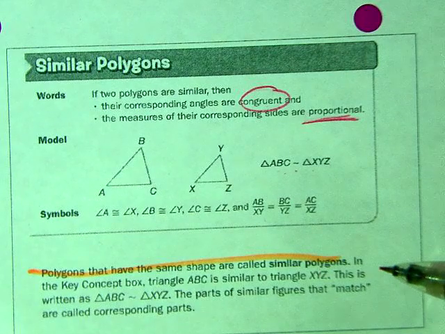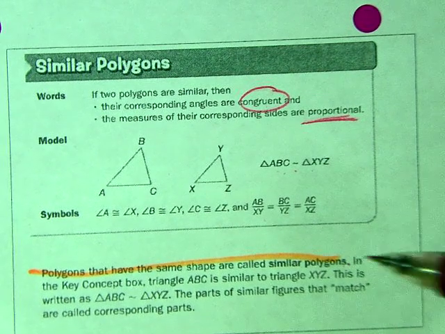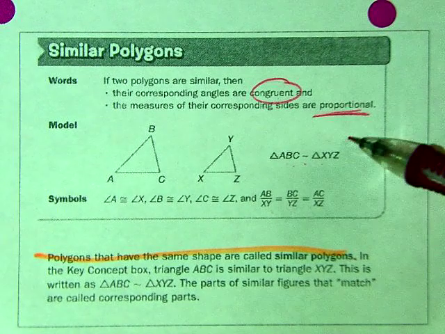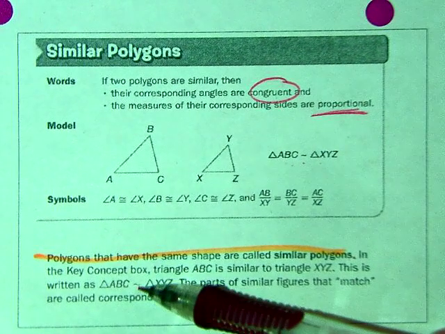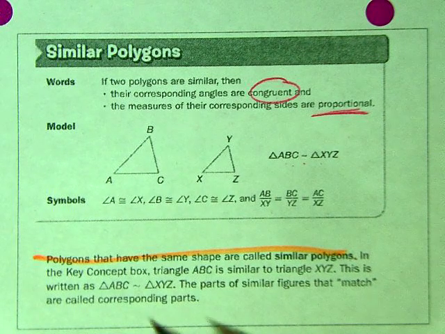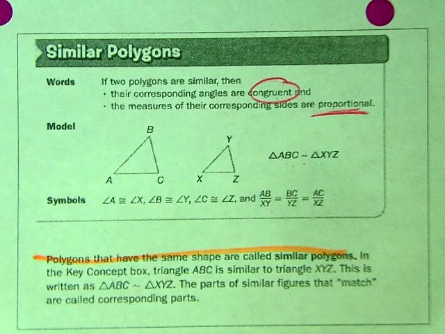So polygons that have the same shape are called similar polygons. There's our vocab word. In the key concept box, triangle ABC is similar to triangle XYZ. This is written as triangle ABC is similar to triangle XYZ. The parts of similar figures that match are called corresponding parts, like A and X, B and Y, C and Z.